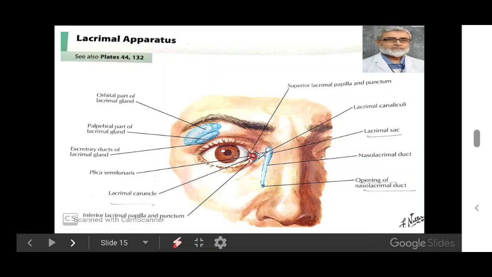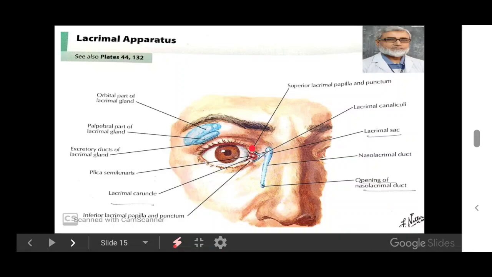Regarding the lacrimal canaliculi, they are slender tubes, 2 in number, approximately 1 to 2.5 centimeter, with the lacrimal punctum. I've just shown you the punctum. See here, here is the punctum, the lower punctum and the upper punctum.